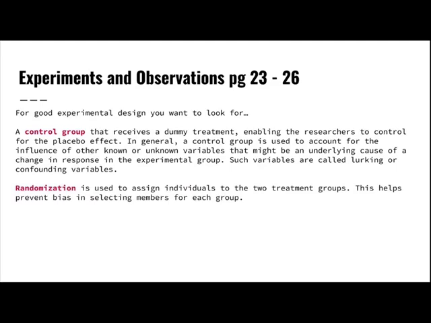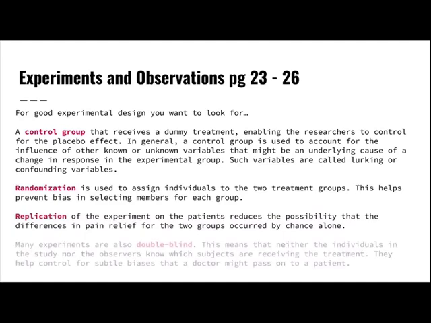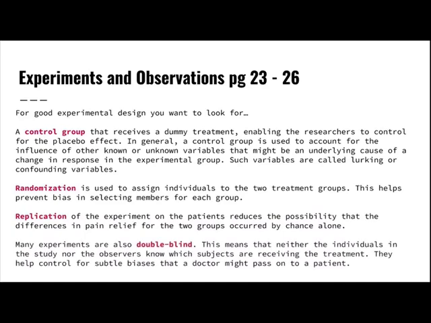Randomization is used to assign individuals to the treatment groups. This helps prevent bias in selecting members for each group. Replication of the experiment on the patients reduces the possibility that the differences in pain relief for the two groups occurred by chance alone. And then lastly, many experiments are also double-blind.